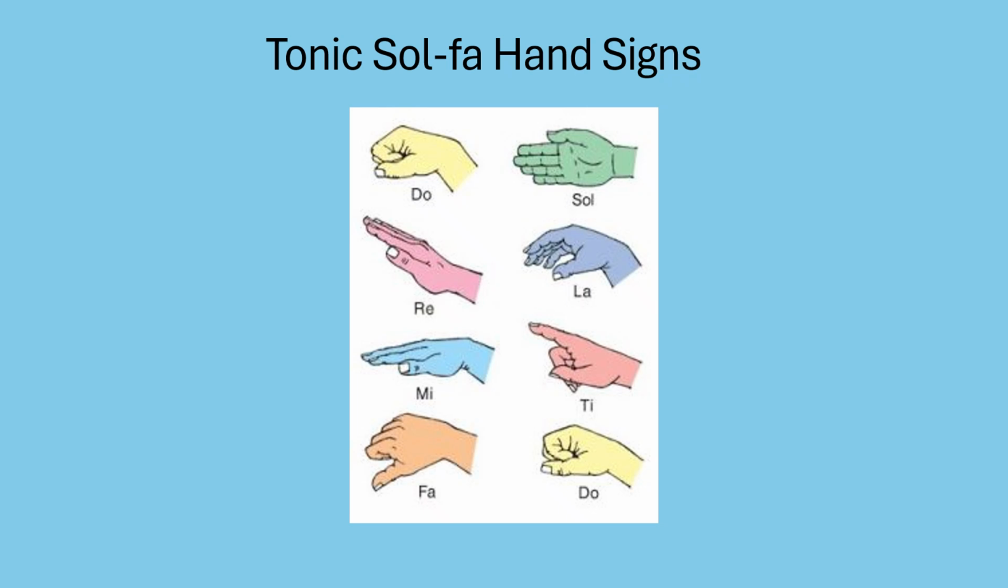The picture on the screen shows the corresponding hand signs for these syllables. When using these hand signs, the hand position also rises as the pitch of the notes rise. For example, the lower do is placed at your belly button and the upper do is placed at eye level.